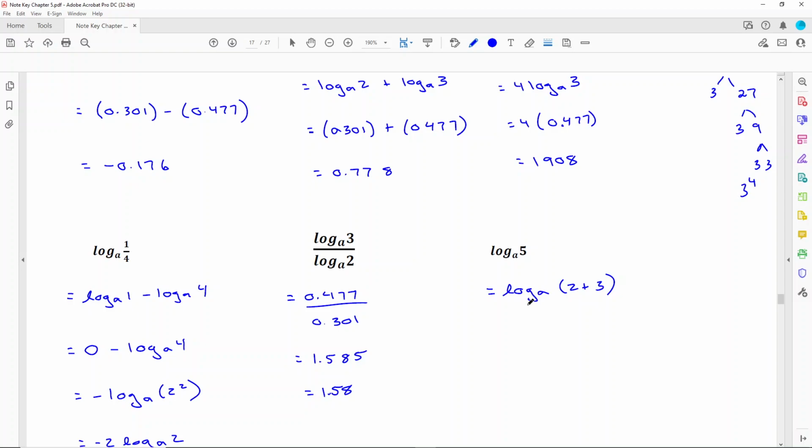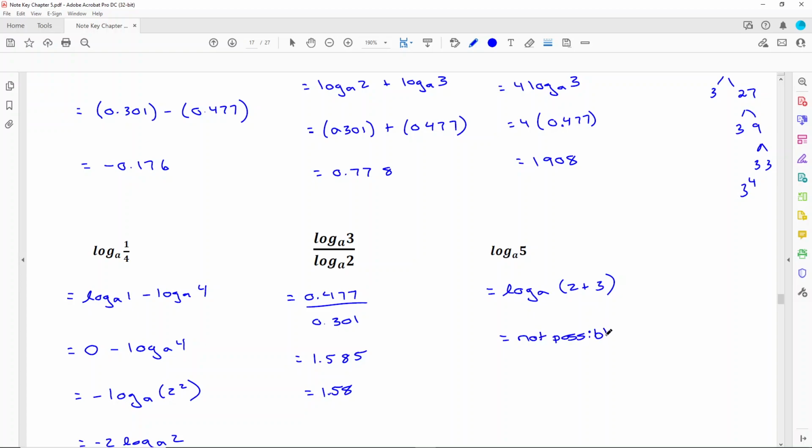You can't distribute or do anything weird like that. But people just want to use knowledge they've had. Like, I totally understand doing it, but this doesn't help me at all. I can't write it as 2 single logarithms. So this one, I'm going to say not possible.